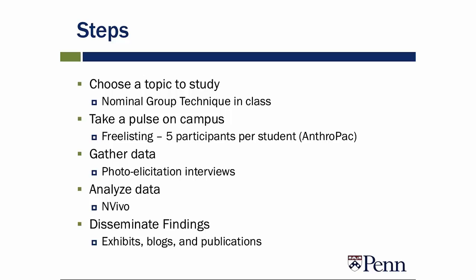Then we do something called free listing. And each student in the class, and there's usually about 25 or 30 students, does 5 intercept interviews with other members of the Penn community to help us understand a little bit more about the topic that we've decided to study. Then together we decide to do photo elicitation interviews. And again, each student in the class does one of these interviews all around the same topic. So instead of going off and doing independent and individual research projects, we work as a team to create a project that has some legs.